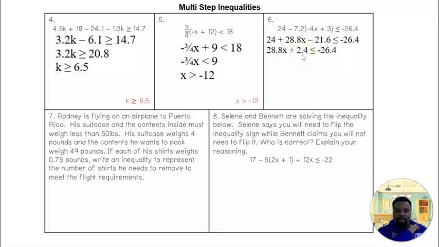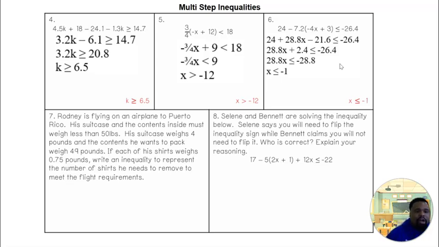So now we've got our two-step equation. Subtract 2.4 on both sides. Negative 26.4 minus 2.4 gives you negative 28.8. And then divide both sides by 28.8. You get x is less than or equal to negative 1. And that's going to be your inequality. All right, look at number 7.